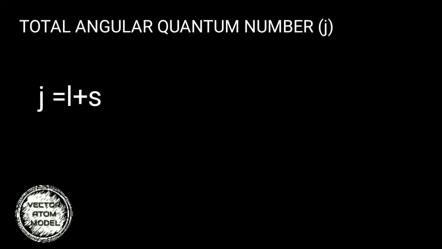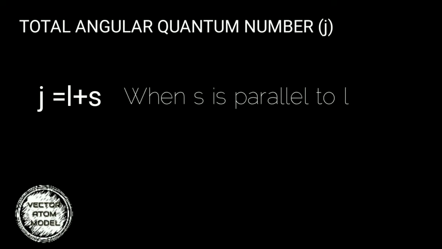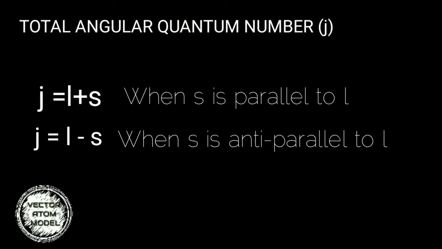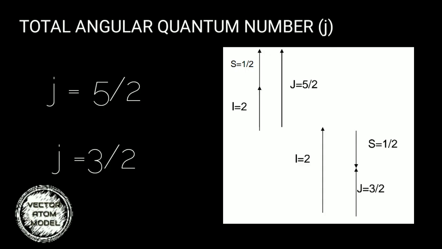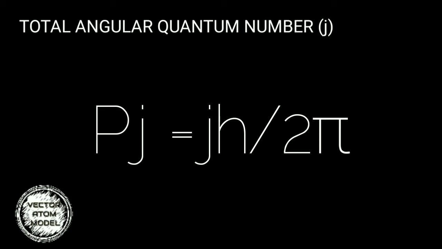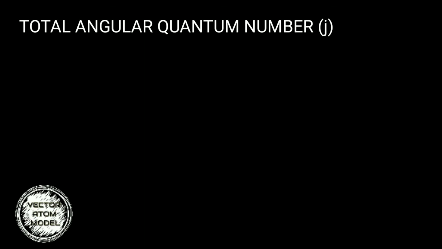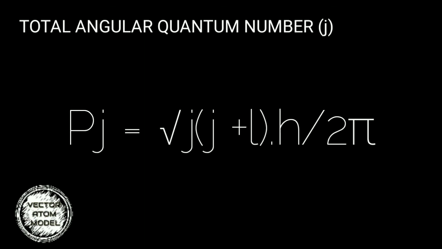j is equal to l plus s when s is parallel to l, and j is equal to l minus s when s is anti-parallel to l. Thus for l equal to 2 and s equal to 1 by 2, j can have the values 5 by 2 and 3 by 2. The total angular momentum of the electron is given by Pj, that is, Pj is equal to j h by 2 pi. According to wave mechanics, Pj is equal to root of j into j plus 1 into h by 2 pi.